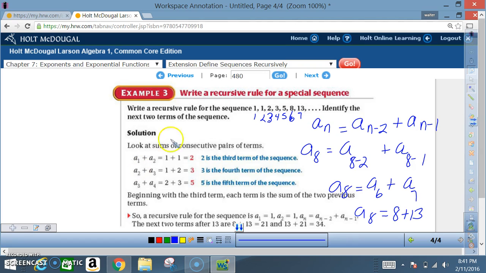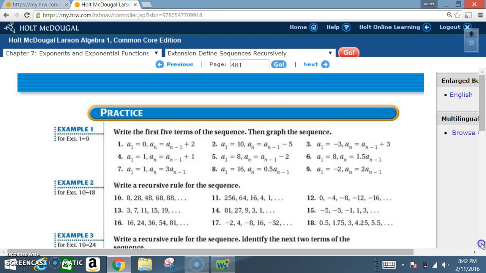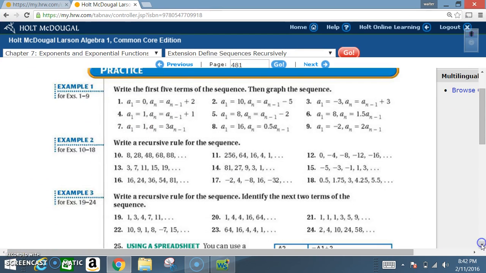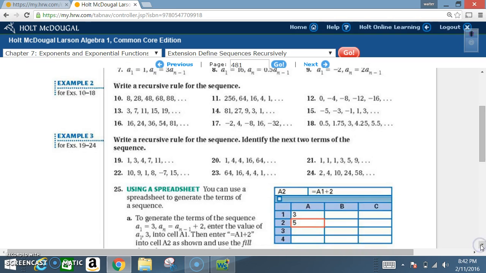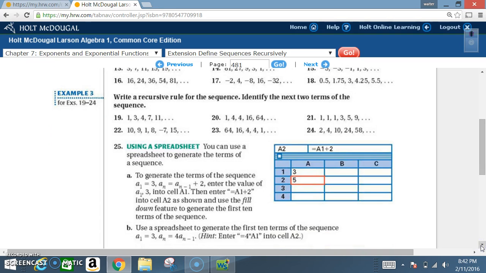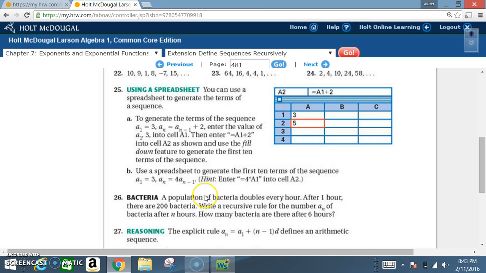Okay, we may begin our lesson. For this lesson, we're only going to complete 1 through 23, the odd, and then we would do number 26. That's all we're doing for this lesson.